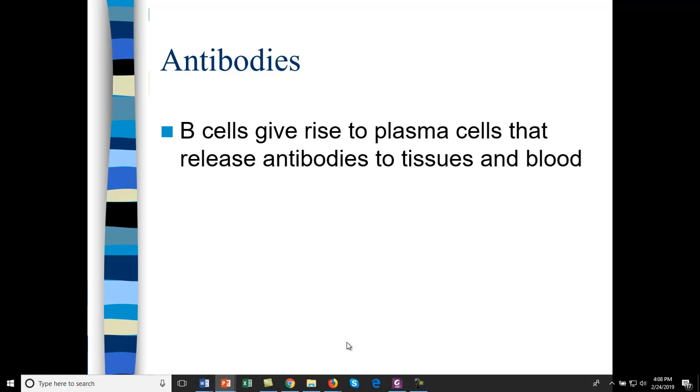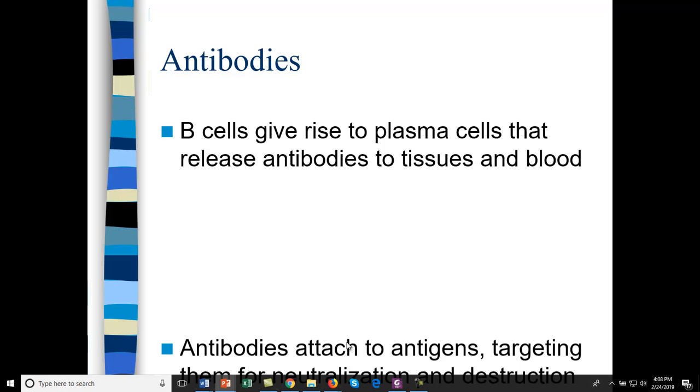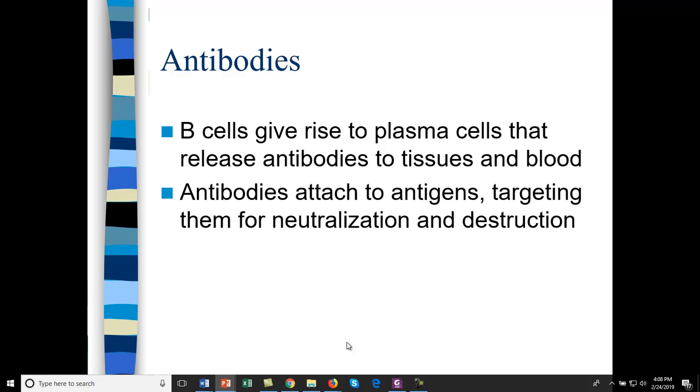Okay, B cells give rise primarily to plasma cells. We don't call plasma cells B cells, but they differentiate from B cells. And each plasma cell releases only one specific type of antibody to tissues and blood. The antibodies attach to the antigen, and they'll target them for neutralization and destruction.